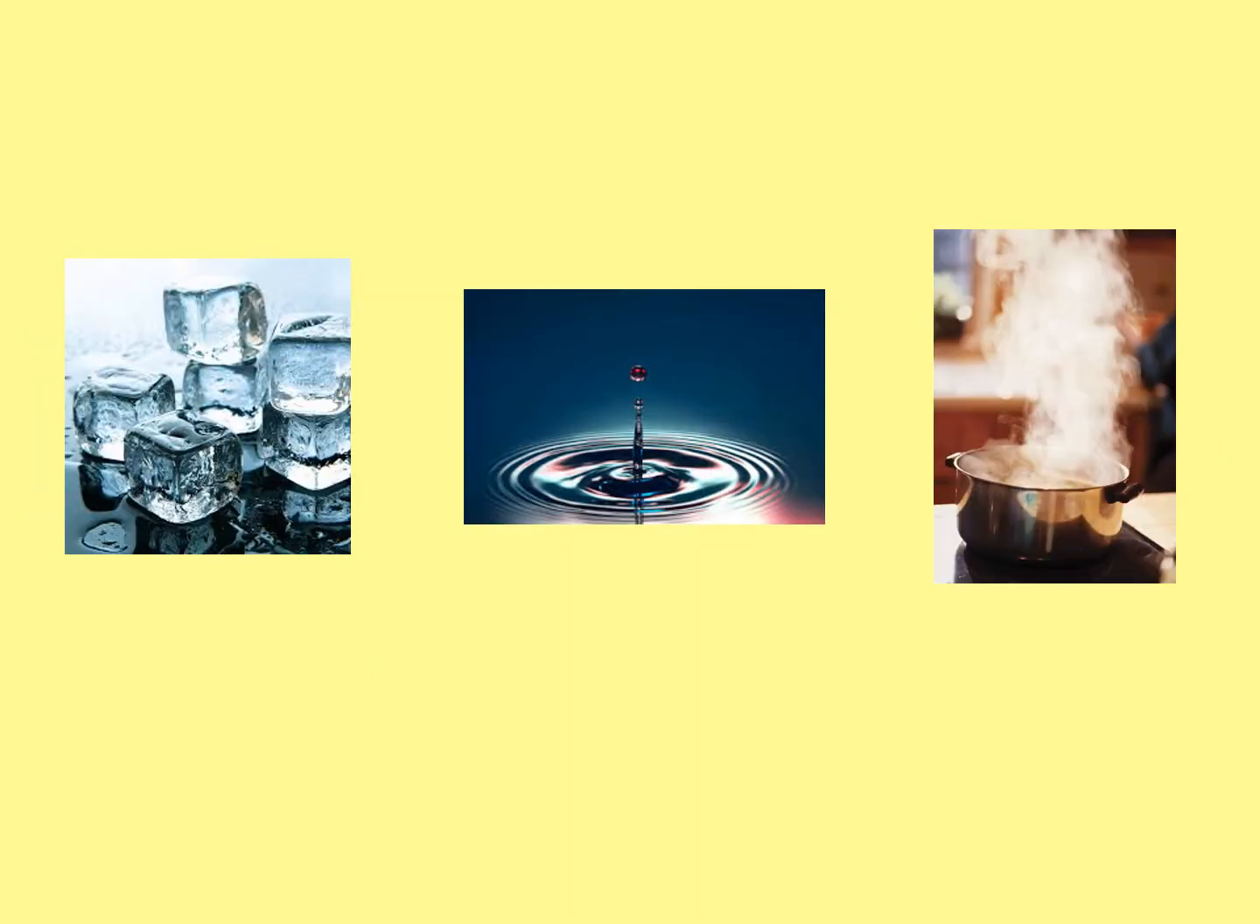So let's have a look at the changes of state. If we take water as our example, we've got solid water over here, which is called ice. And if I add energy to that, then the energy will be used to break down those intermolecular bonds. We call that melting, and we get water or liquid.